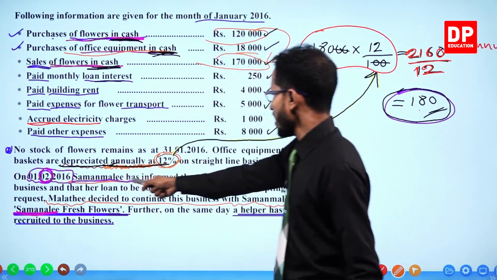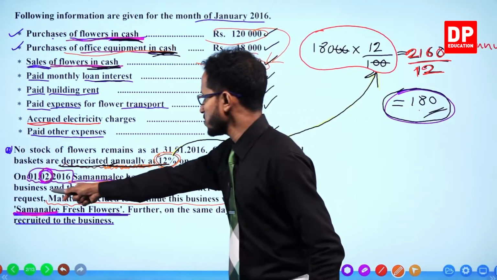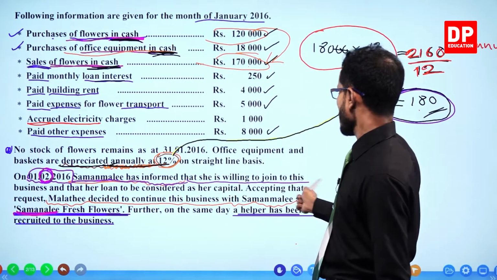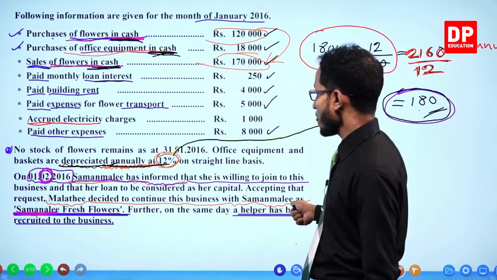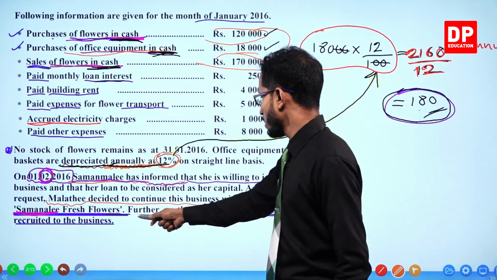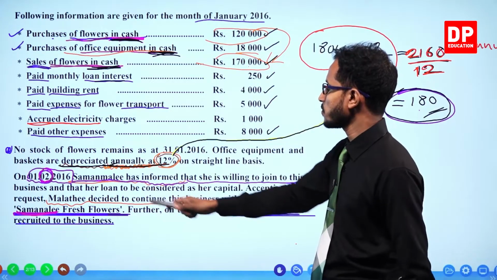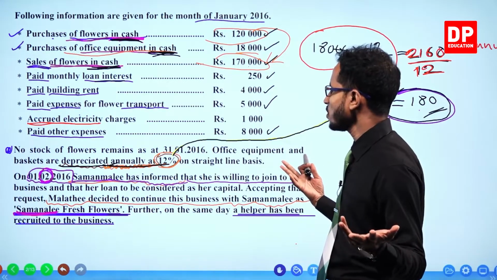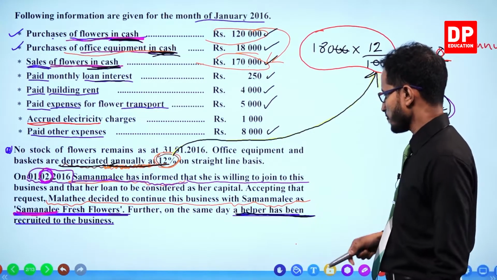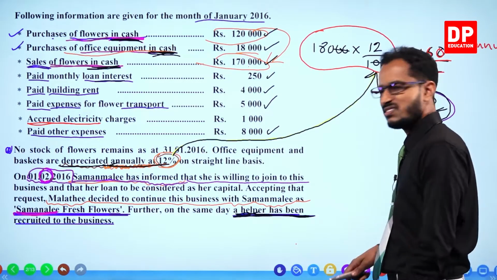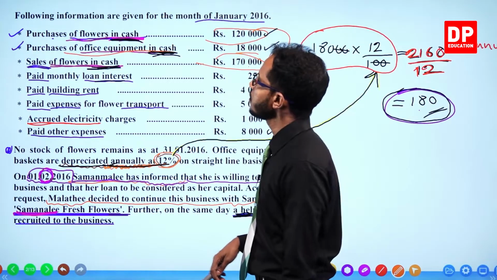What else? Saman Mali has informed that he is willing to join this business and the loan to be considered as capital. Accepting the request, Malati decided to continue the business with Saman Mali. Further, on the same day, a helper was recruited. The helper's salary is not mentioned. This one, may? Can you see this, may? His salary is not mentioned, right?